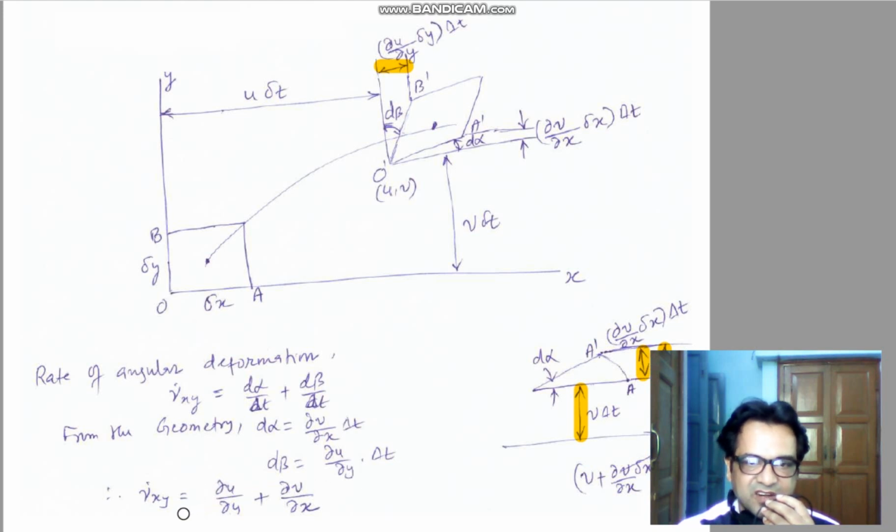So the angular deformation will be del u by del y plus del v by del x. This you have to remember. This is along the xy plane. Similarly, in another plane, suppose the flow takes place in the xz plane, you have to replace the suitable quantities. Xz means u and w will be the components of the velocity. Similarly, if it is the yz plane, then you will get the v component and w component.